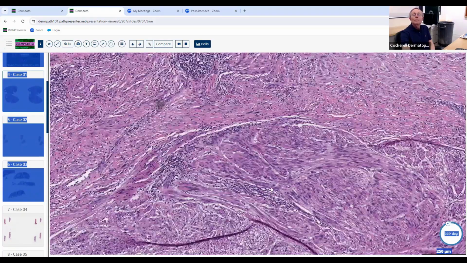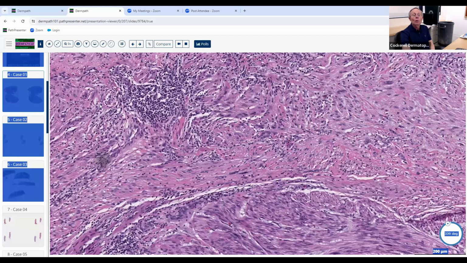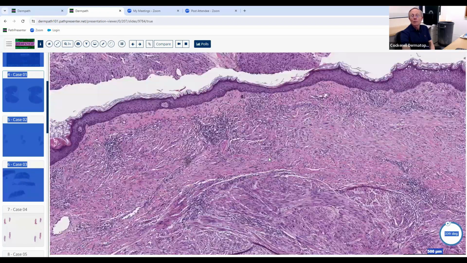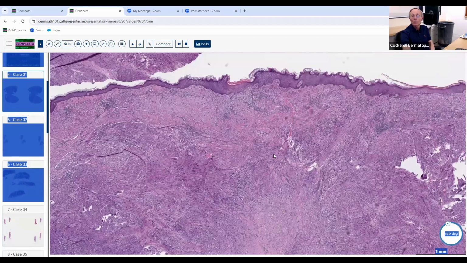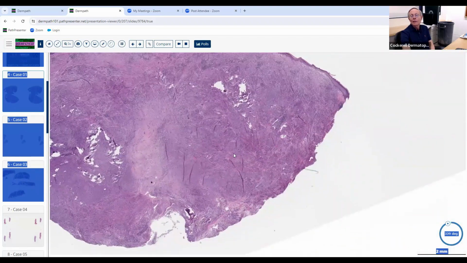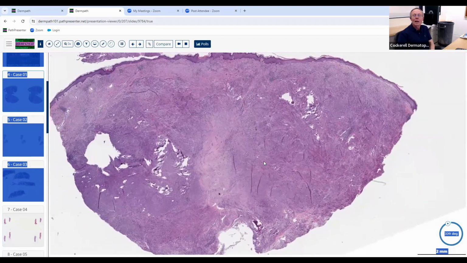So you can see this probably was biopsied before. There's kind of a scar up at the top. They probably did a shave biopsy, maybe got back a diagnosis of an atypical lesion, and then went back and took a bigger biopsy. And so this is leiomyosarcoma.